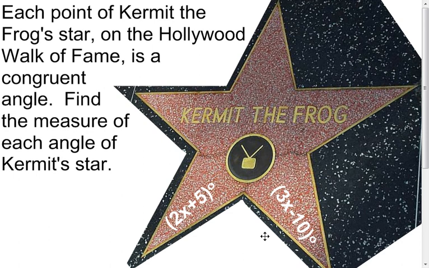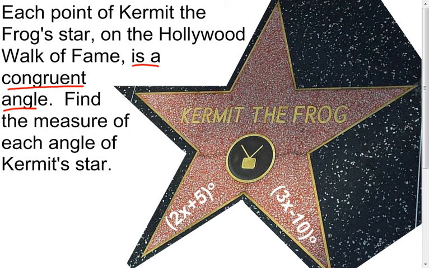Here are examples from lesson 1-4 on angle measures. And in this first one, we have Kermit the Frog star that's out there in the Hollywood Walk of Fame. I like Kermit, so I thought this would be a good problem for us. And what it's telling us is that Kermit's star, each one of the points, they're all congruent angles, the points are. So I want to find the measure of each one of those angles.